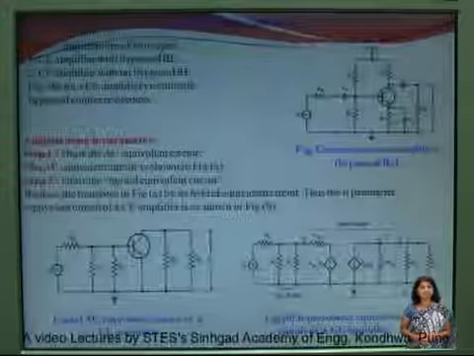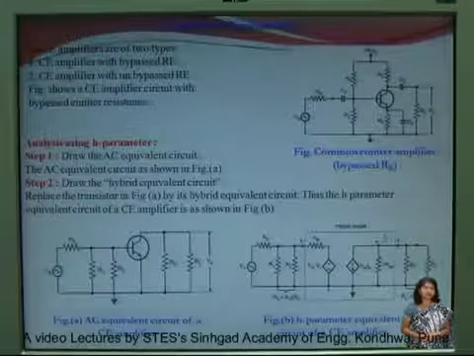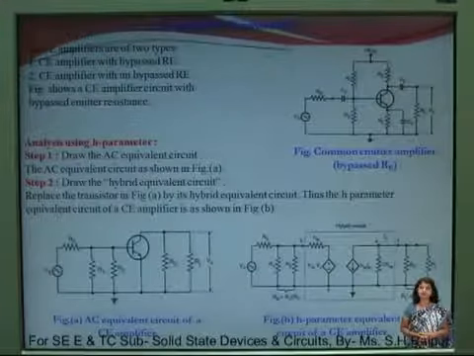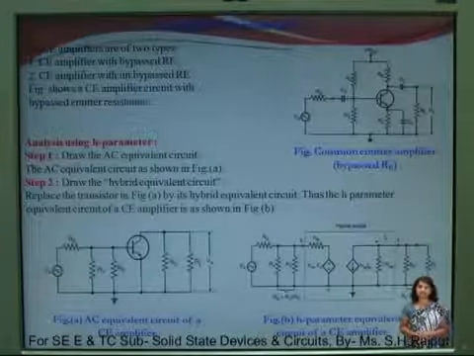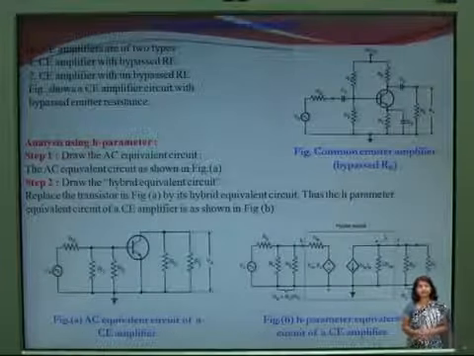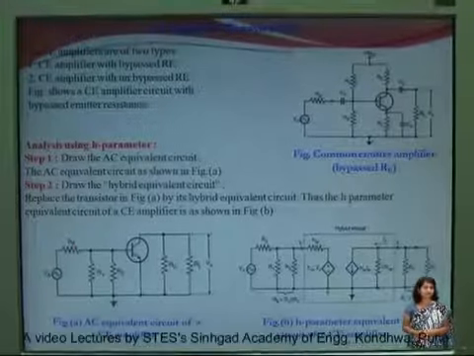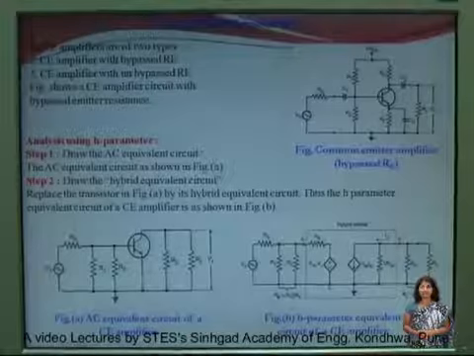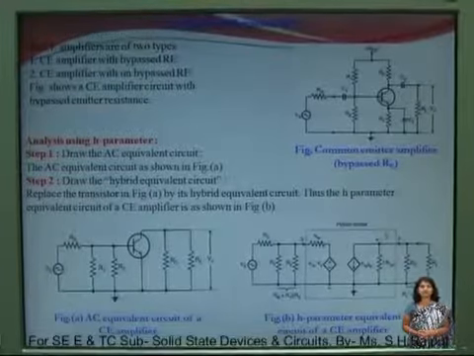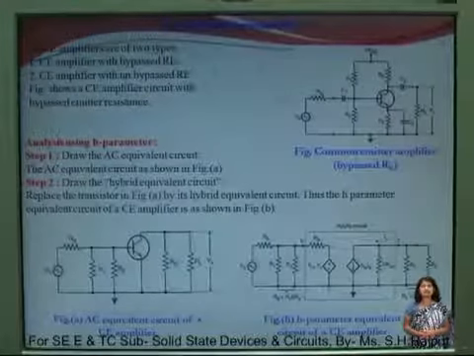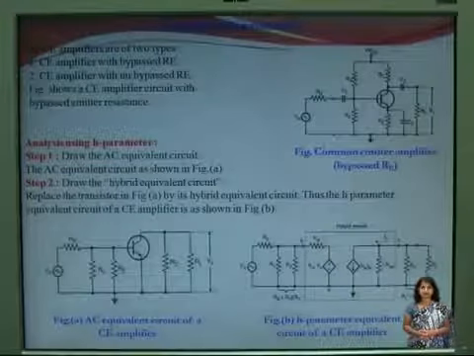Now let's start the analysis using h parameter. For the analysis using h parameter, we are going to consider the common emitter amplifier. Here the common emitter amplifiers are of two types: CE amplifier with bypassed RE and the second one is CE amplifier with an unbypassed RE. So for our analysis we are going to consider the common emitter amplifier with bypassed RE.